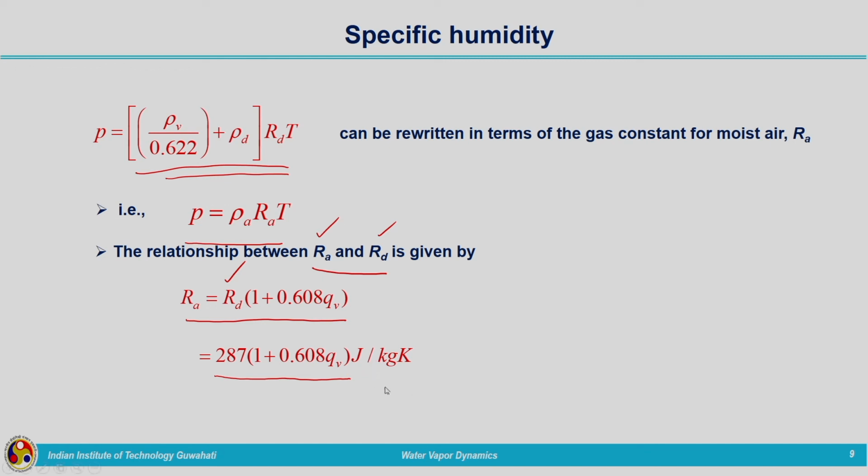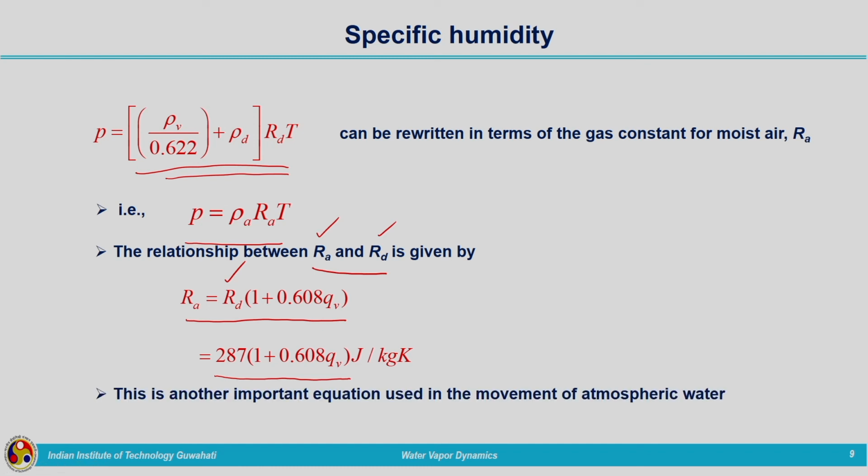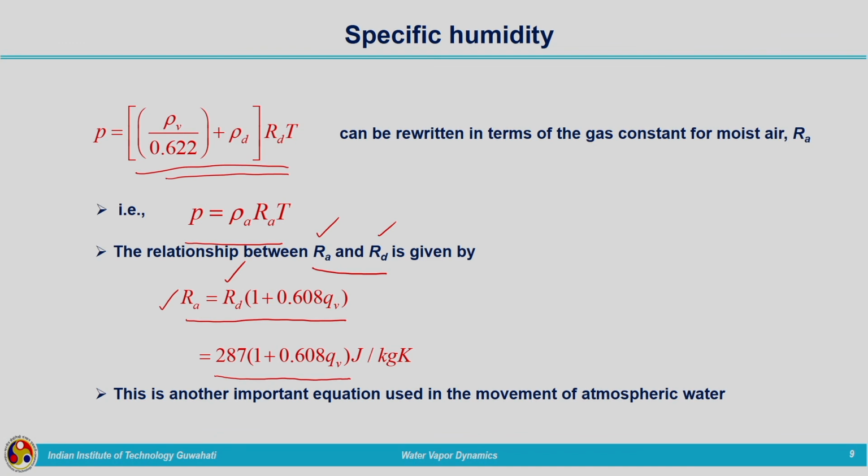The unit of RA is joules per kilogram Kelvin. This equation you need to keep in your mind, because we need to have the expression for RA. Sometimes a specific temperature will be given to you. For that temperature you may have to calculate QV. After substituting that QV in this particular equation, you will get the gas constant corresponding to air. So this equation is very important in the case of movement of atmospheric water.